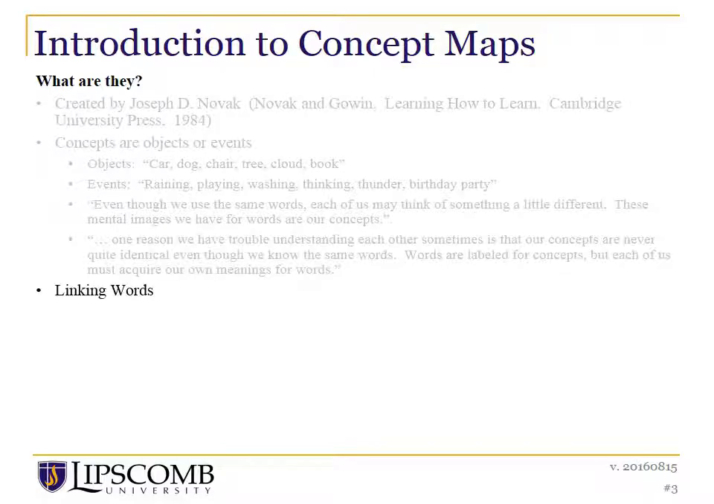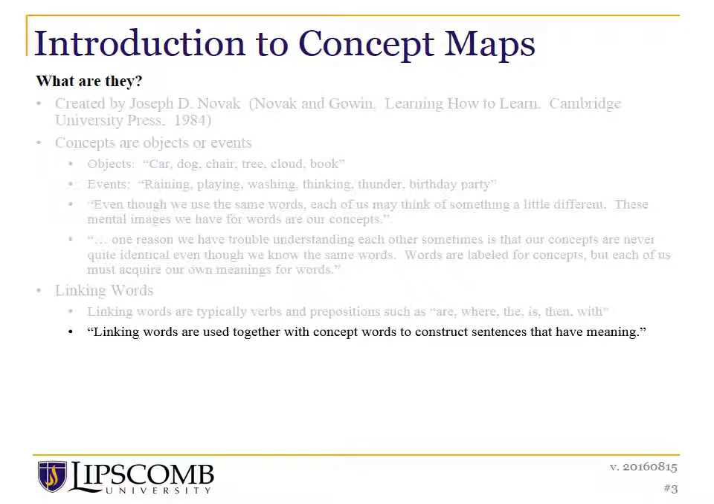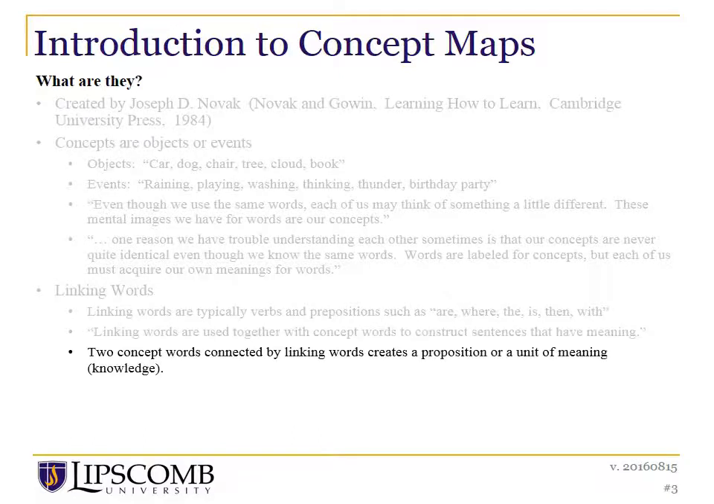The second big component of concept maps are linking words. Linking words are typically verbs and prepositions, things like are, where, the, is, with, then, and other more meaningful verbs. And the linking words are used together with concepts to construct sentences that have meaning. Every two concept words connected by a linking word or a linking phrase creates what they call a proposition, which is just simply a unit of meaning or a unit of knowledge.